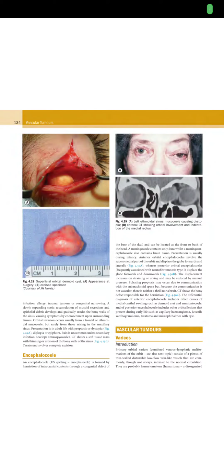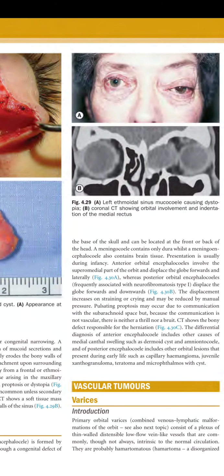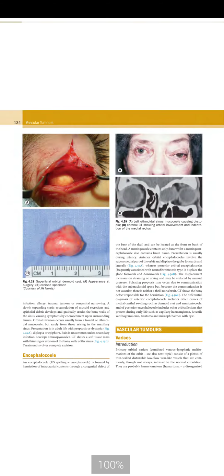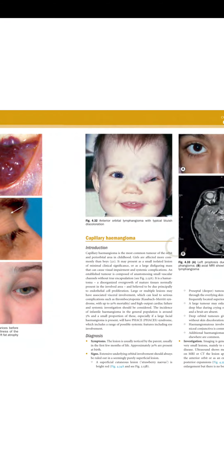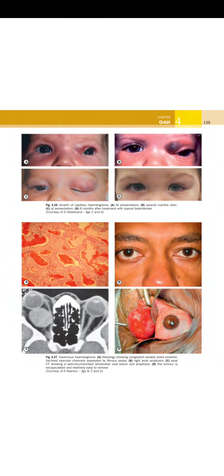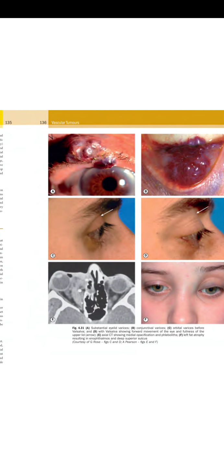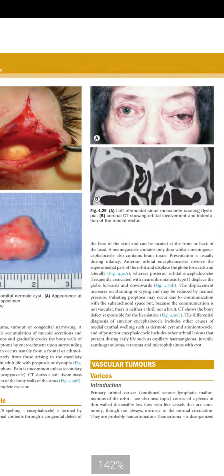The Kanski lecture series, and in this lecture, we are going to discuss the vascular tumors. In this part, we are going to discuss the varices, lymphangioma, capillary hemangioma, cavernous hemangioma, and that's it. So, let's get started with the varices.